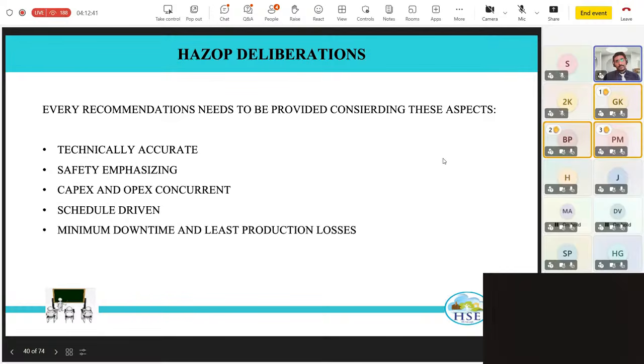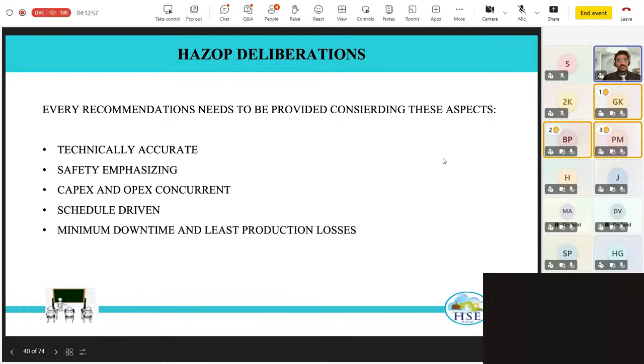And then there should be minimum downtime or least production losses. Basically, that is another important aspect when you are working on the client side, on the operating company. Everything, you realize, boils down to barrels of oil production loss or production deferment. So looking at those aspects or downtime is important.